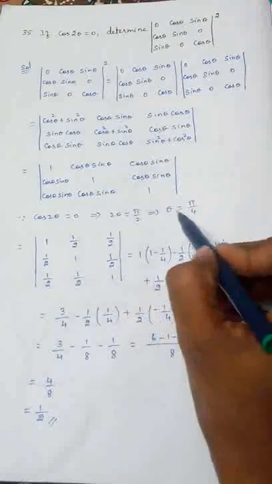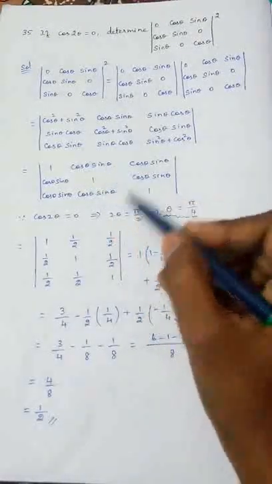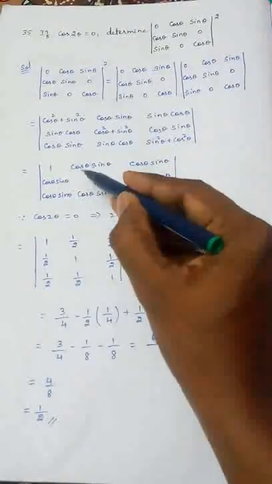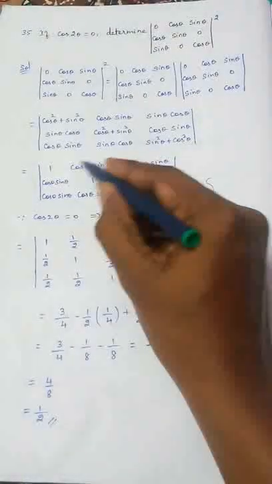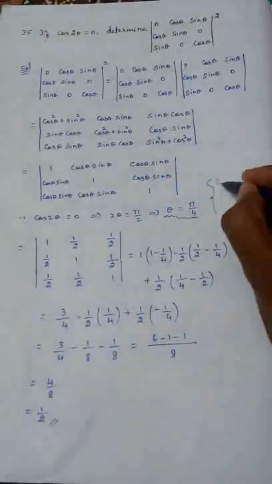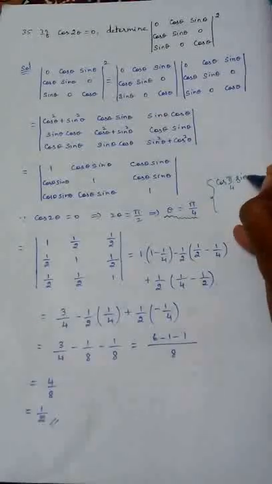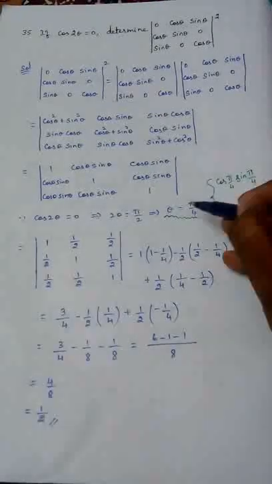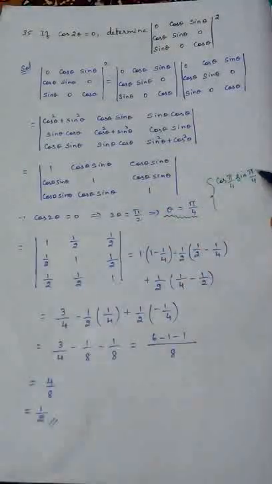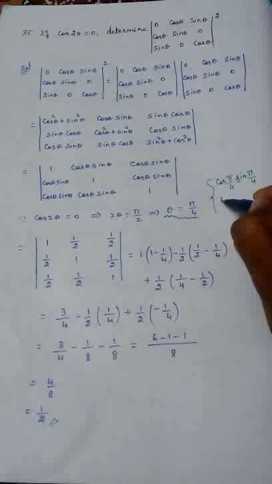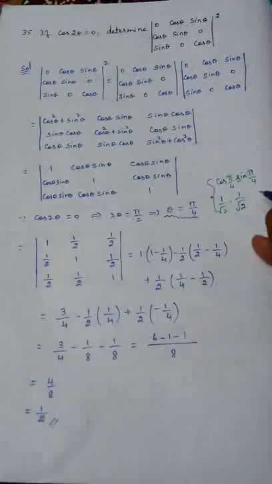Just see how I am substituting the values here. Since θ is equal to π/4, we are substituting that in the determinant. Actually, for this term cos θ sin θ, I should write cos π/4 sin π/4, yes or no? Because θ is equal to π/4. Cos 45 is 1 by root 2, and sin 45 is also 1 by root 2.